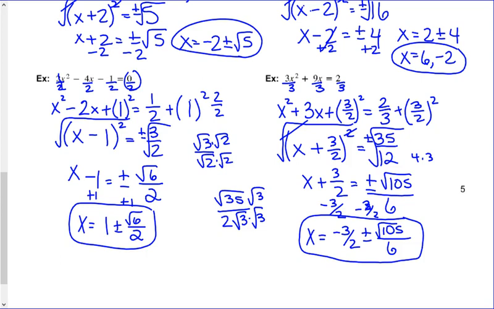Okay? So in the next section, we're going to add on our last way to solve quadratics, which is by quadratic formula, which a lot of people like in that sense. So until next time.